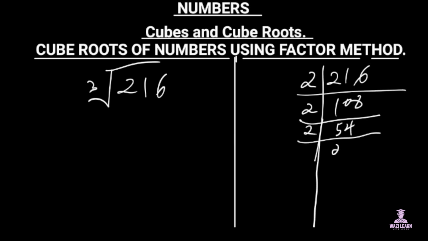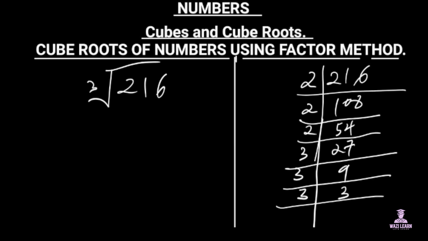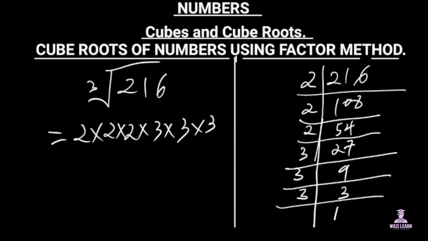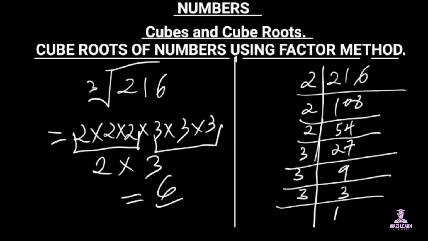And then now here, 27 will be divided by 3, because 27 divided by 2 will leave a remainder. We don't want that. So 27 divided by 3 is 9, 9 divided by 3 is 3, and then 3 divided by 3 is 1. So you find that the prime factors are 2 times 2 times 2 times 3 times 3 times 3. You put them in groups of 3, and you take 1 from each. So 2 times 3 is 6. So the cube root of 216 is 6. But you can confirm that using your calculator.